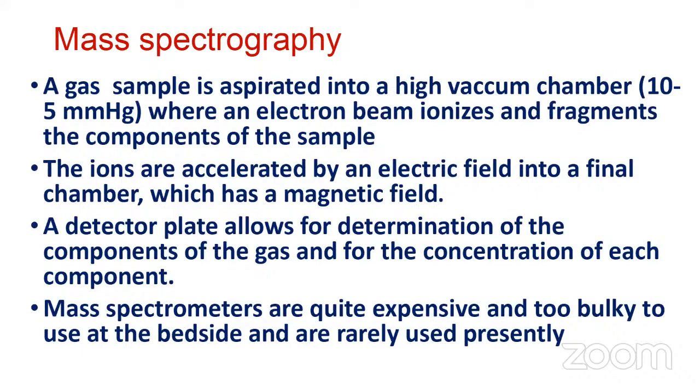Mass spectrography, here a sample of gas is aspirated into a high vacuum chamber, that is up to 10 to 15 millimeters of mercury, and then an electron beam is passed through that, which ionizes and fragments the components of the sample. The ions are then accelerated by an electrical field and then into the magnetic field. The detector plate, which is on the other end, allows the determination of the components of the gas and then the concentration of each of the components of the gases. Mass spectrographs are very expensive and too bulky to be used at the bedside, and they are rarely used at present.